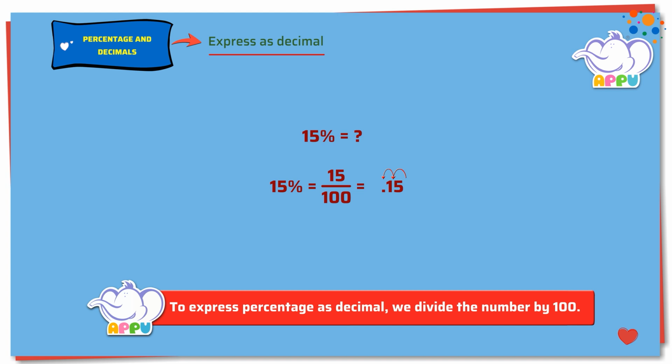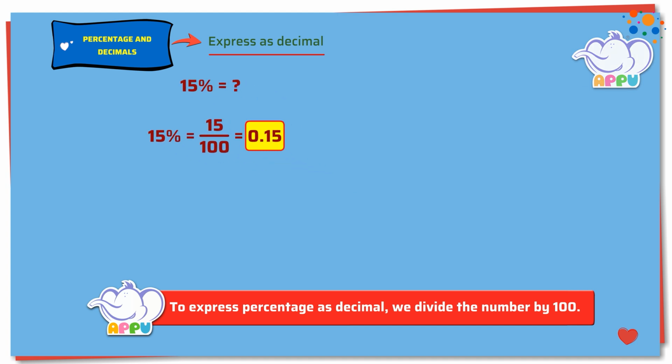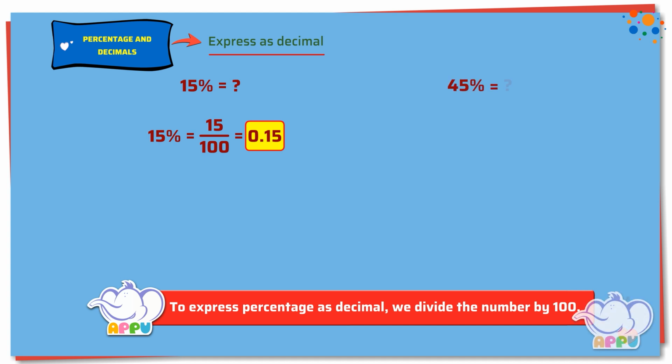This is equal to 0.15. So 15% equals 0.15. Amazing! Express 45% as a decimal.